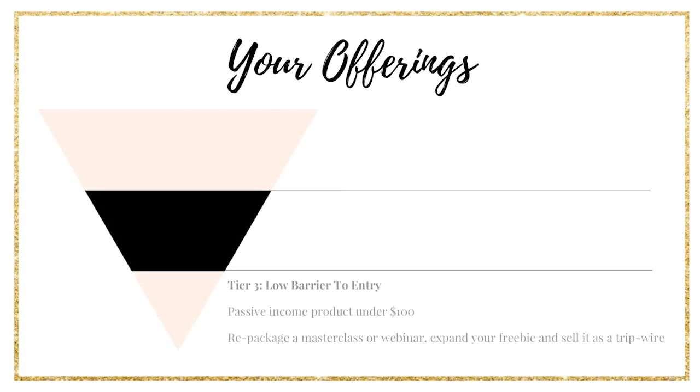Take a look at this little diagram that I put together here. You see at the bottom of the offerings, we have the low barrier to entry. So this is the lowest way that someone can work with you. It's a passive income product for under $100. You can repackage a masterclass or a webinar, or you could expand your freebie and sell it as a tripwire. And I will show an example of that here.